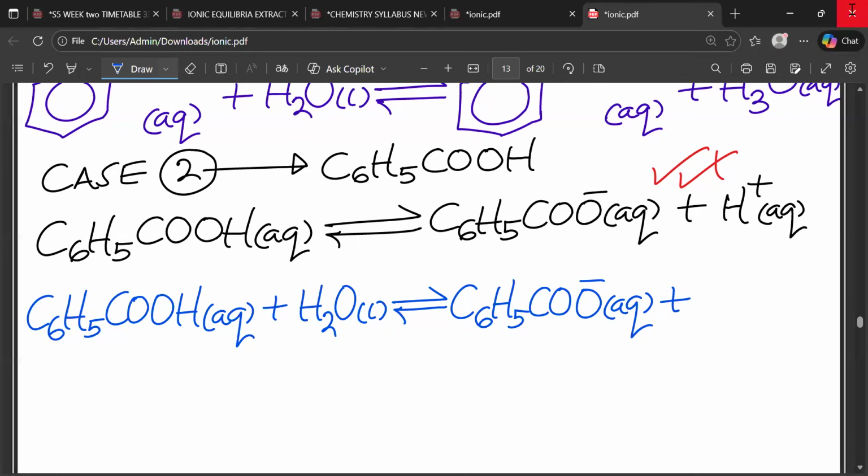Aqueous plus the hydroxonium. Yeah, very good.